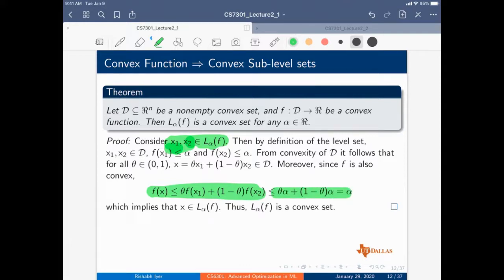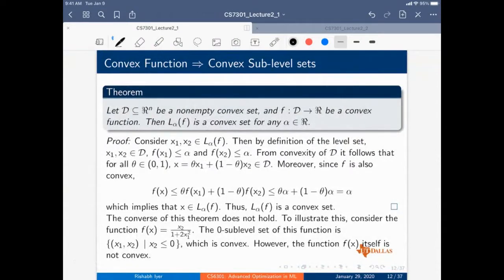Essentially this shows that f of x is less than or equal to theta alpha plus 1 minus theta alpha, which is nothing but alpha, right? So f of x also is less than or equal to alpha, where x is this convex combination of x1 and x2. So this implies that x also belongs to L alpha f, which shows that L alpha f is a convex set.